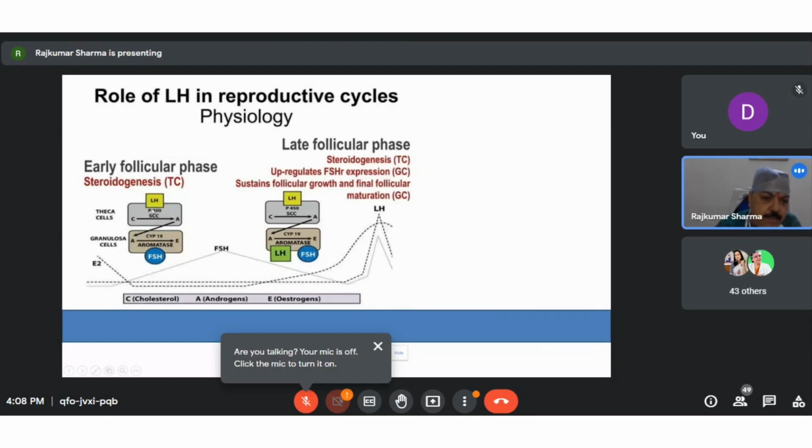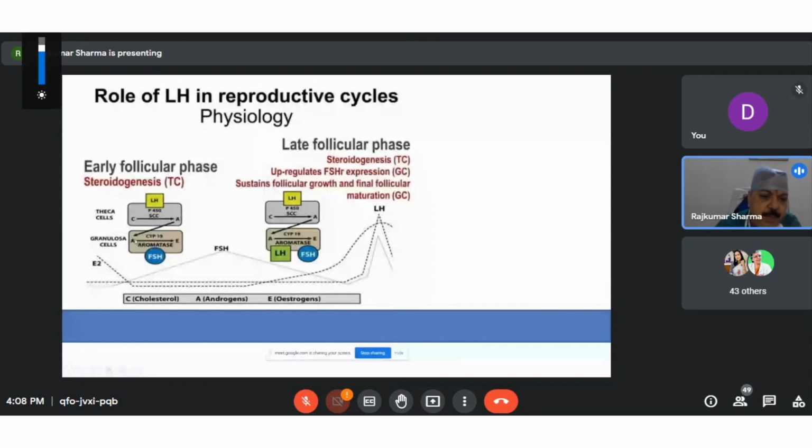in a smaller amount, will act on the theca cells for cholesterol conversion to androgen, which then goes into the granulosa cells, and by aromatase gets converted into estrogen, which produces an estrogenized environment for the follicle and the oocyte-cumulus complex to grow naturally.